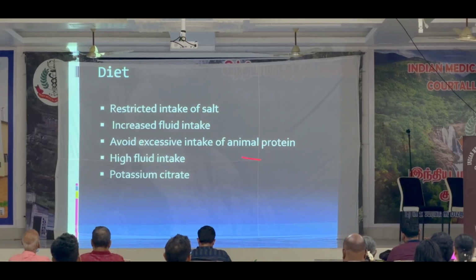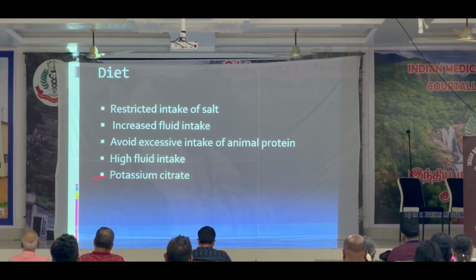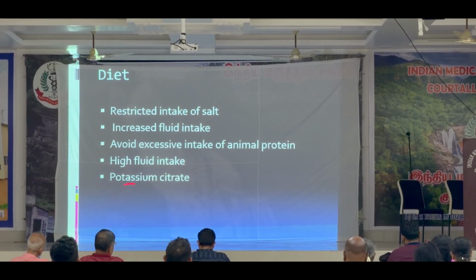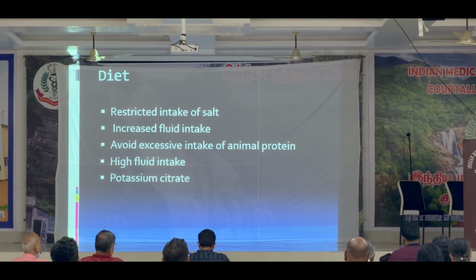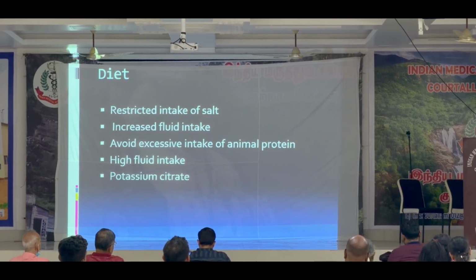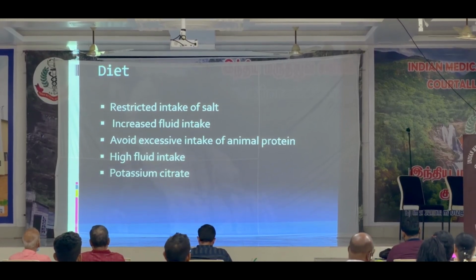We advise not taking excessive animal protein, and we can give potassium citrate. It's the only available medication now. You can also give Oxalobacter. Since we are giving more antibiotics, the protective bacteria which break down the oxalate in the intestine are also killed. If you give them as a probiotic, that can also prevent stone recurrence.